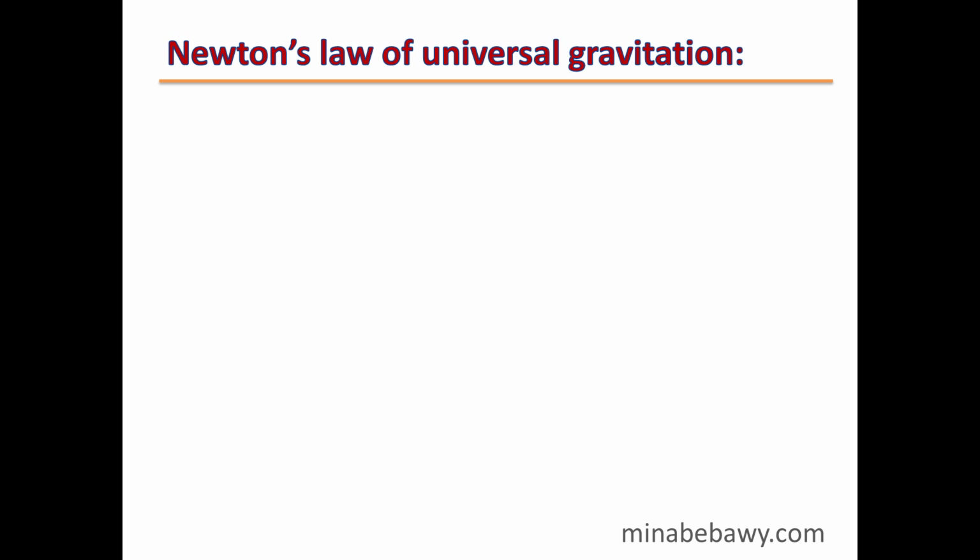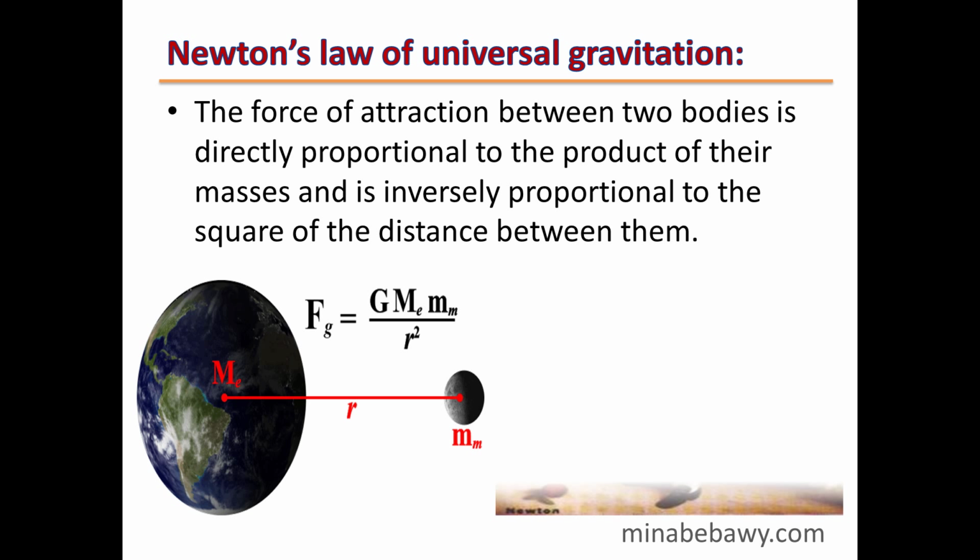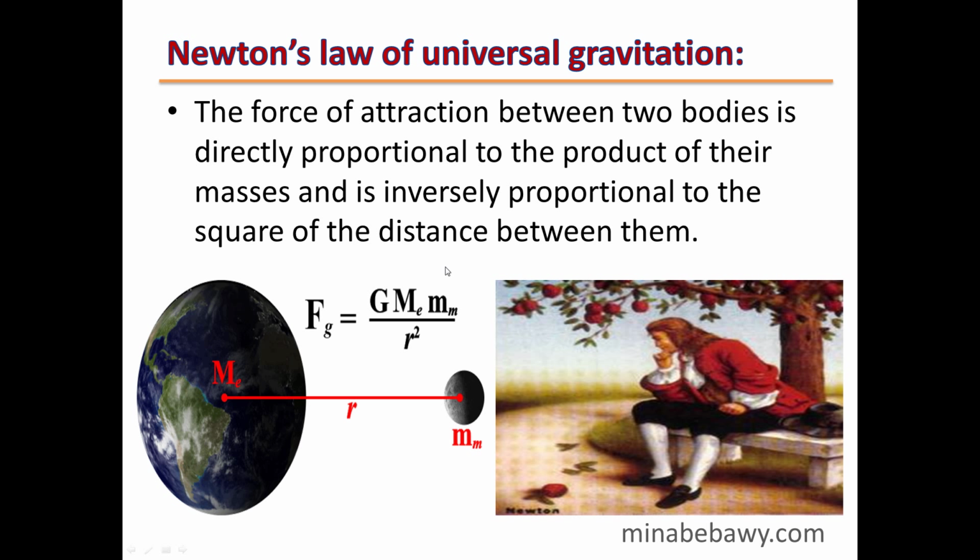Newton's law of universal gravitation. The force of attraction between two bodies is directly proportional to the product of their masses and is inversely proportional to the square of the distance between them.